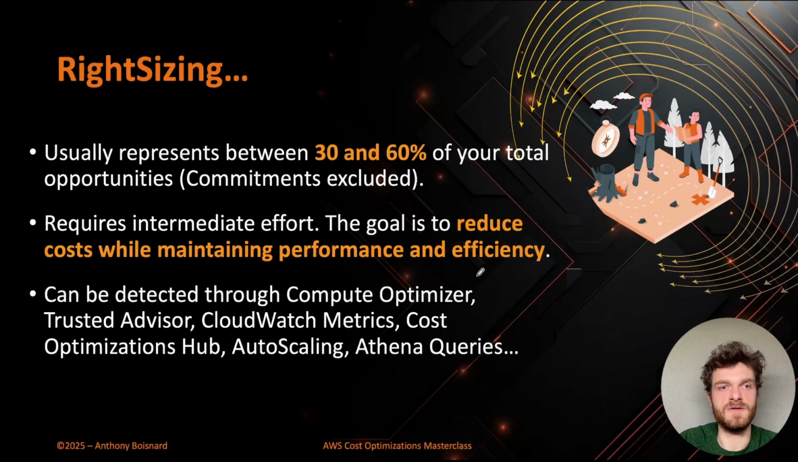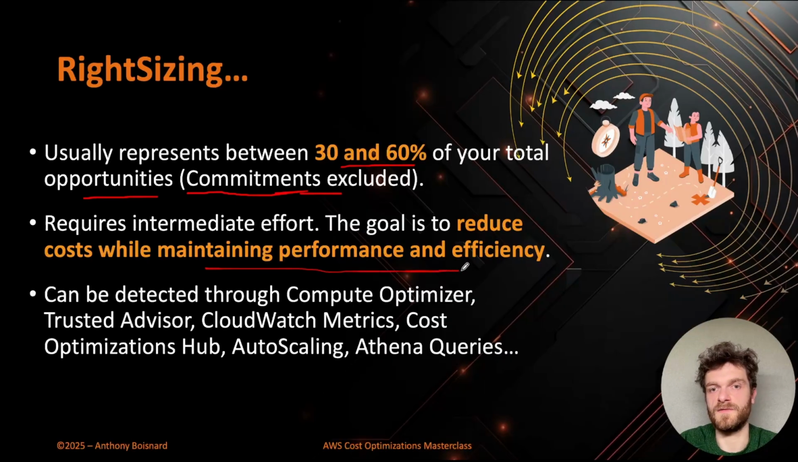Right sizing usually represents between 30% and 60% of your total opportunities. So this is huge. And this is commitments excluded, meaning no Savings Plans and no Reserved Instances. It requires intermediate effort, so the goal is to reduce the costs while maintaining performance and efficiency. So we don't want your application to be laggy because of this.